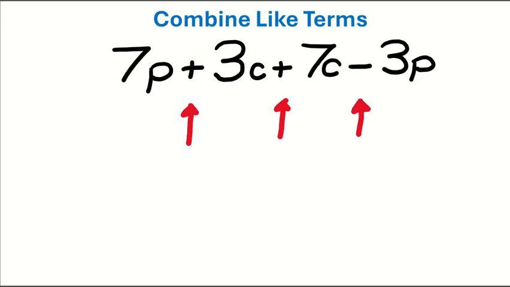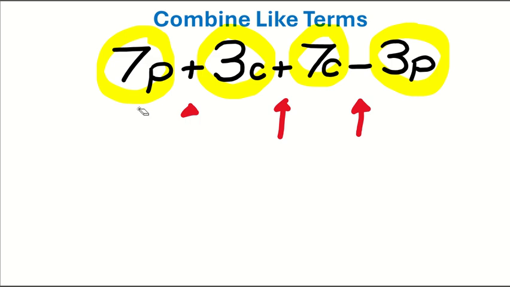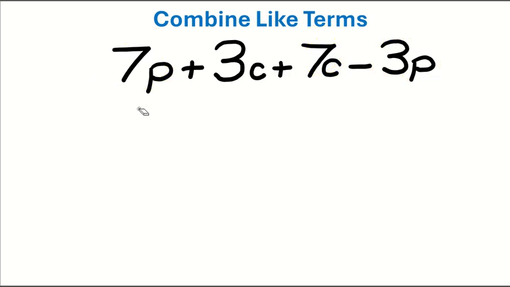Now remember, it's your plus and minus signs that are going to separate your terms in an expression, which means that we got 1, 2, 3, 4 terms in this expression. But we need to combine our like terms, so let's erase that, make it look nice and neat, and then we're going to combine our like terms.